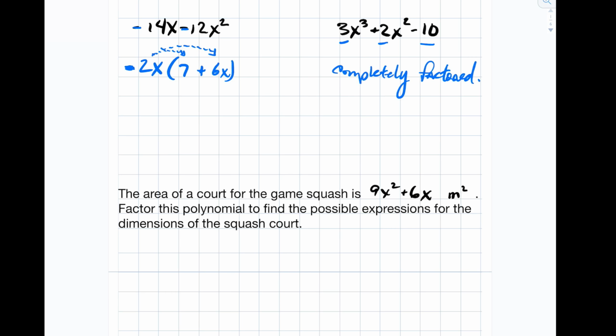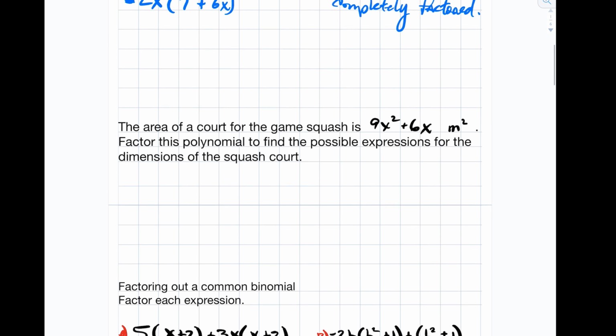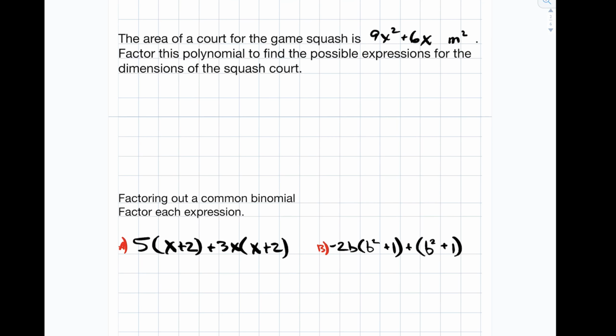All right, let's take a look at this word problem here. The area of a court for the game of squash is 9x squared plus 6x meters squared. Meter squared is a unit of measurement, right? Area. It's actually not part of the polynomial. And the problem says, factor this polynomial to find the possible expressions for the dimensions of the squash court. Dimensions, right, for a game of squash is length times width, area of a rectangle.